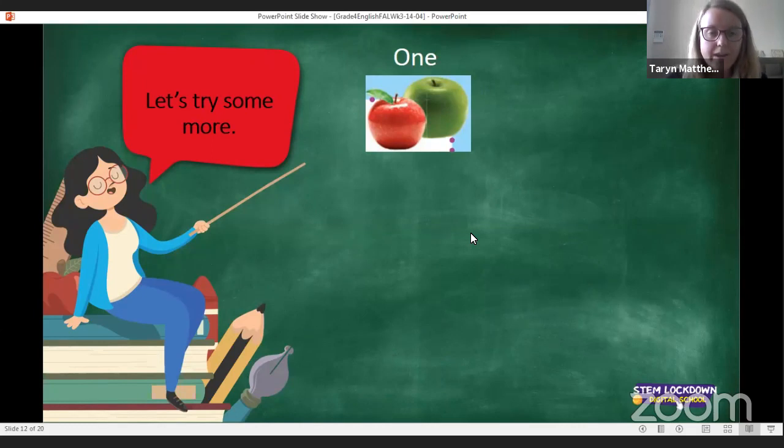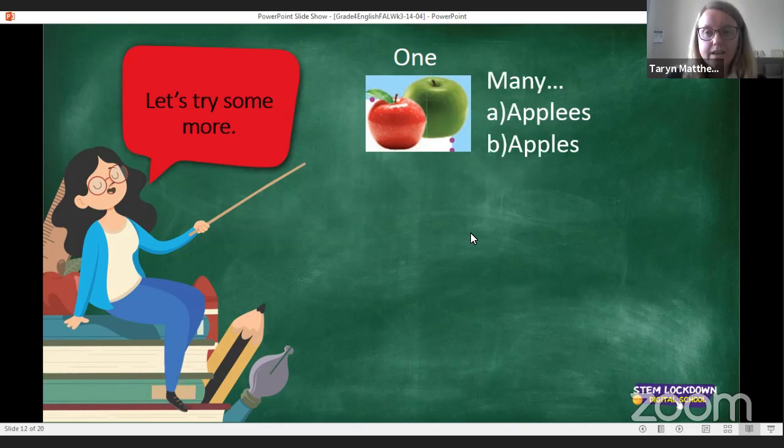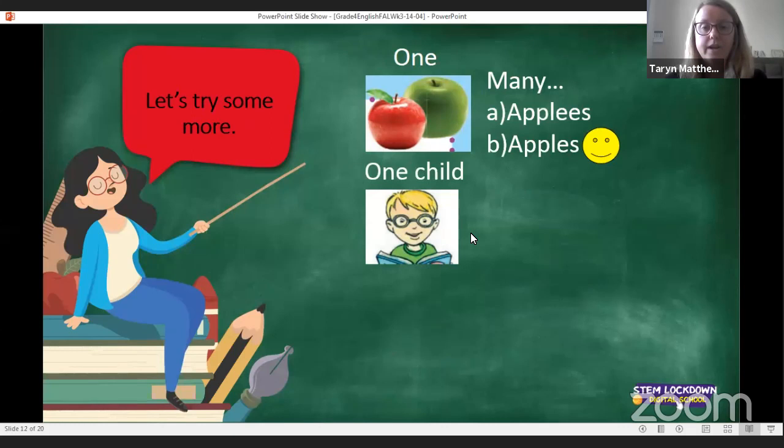So I have one apple, and the plural will be, is it A, apples, or is it B, apples? Yeah, I think this is an easy one, eh? So it's definitely number B. So it's going to be apples. I just added S. So that's where we use the first rule where we add an S to most nouns.